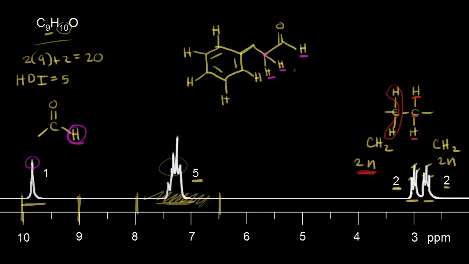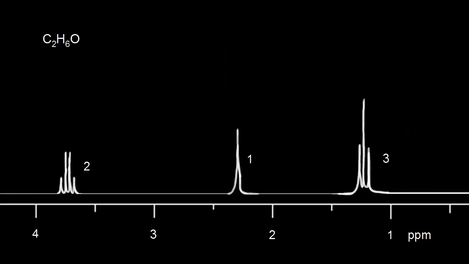And with 2 neighbors, you might think we would get some splitting for the signal for this aldehyde proton here, but we don't notice any on the NMR. Normally you don't see any splitting because the coupling constant is usually very small, and so the signal often looks like a singlet, but sometimes if you zoom in, you can observe some splitting for the aldehyde proton.